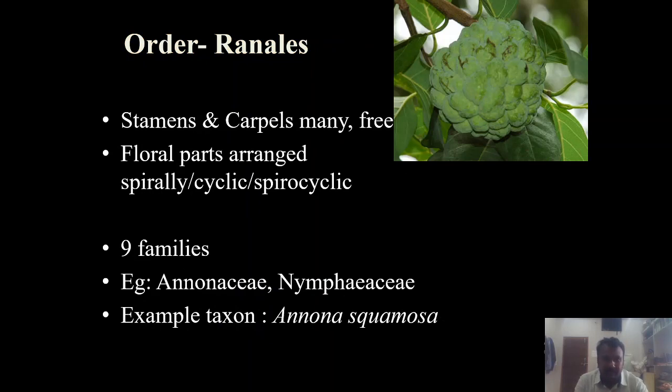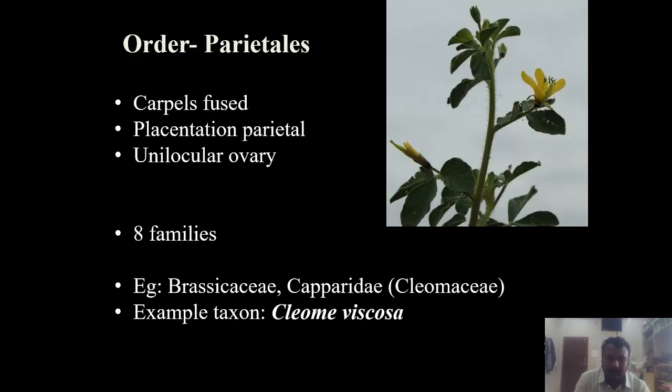Under Ranales, stamens and carpels are many, and they are free. Floral parts are arranged spirally or cyclic or spirocyclic, which is a very important character to identify the Ranales. Under this order, there are 9 families. The family list starts with Annonaceae and then Nymphaeaceae and so on. Example for this order: Annona squamosa.